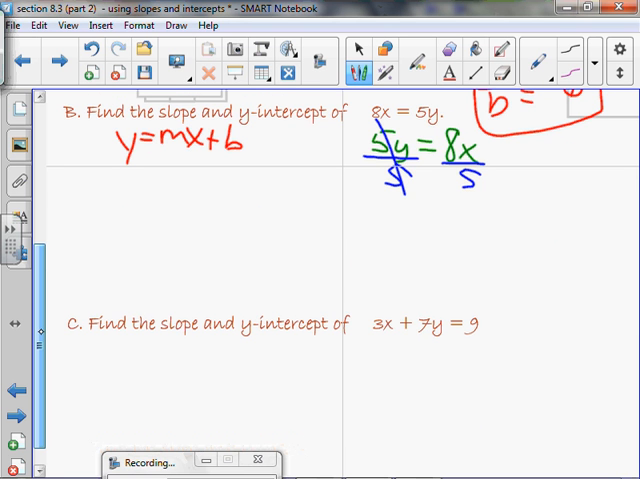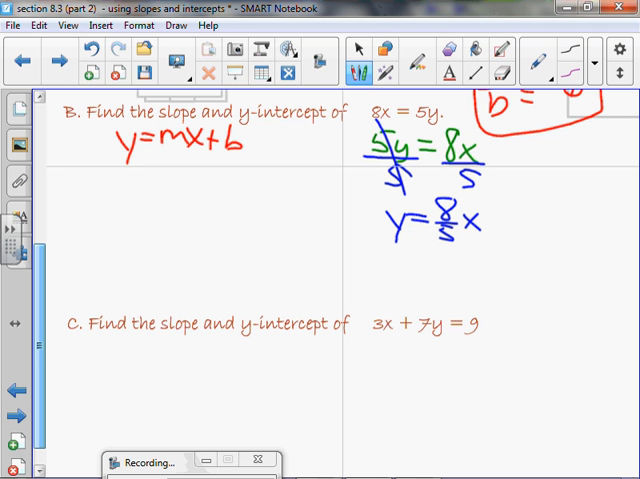Okay? So now, you were right. That is what I'm going to do. Now I have y equals 8/5 x and nothing else. Now, is this in slope-intercept form? Yes. No, it's not. Well, it is if you can see why it is.